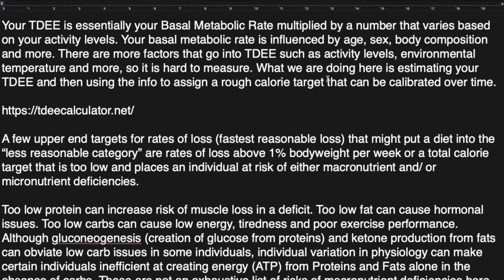I will post a link to the total daily energy expenditure calculator that I like to use into the description of the video. Although you can use any TDEE calculator, it's essentially just a calculator. They will all have pretty similar equations plugged into the formula.